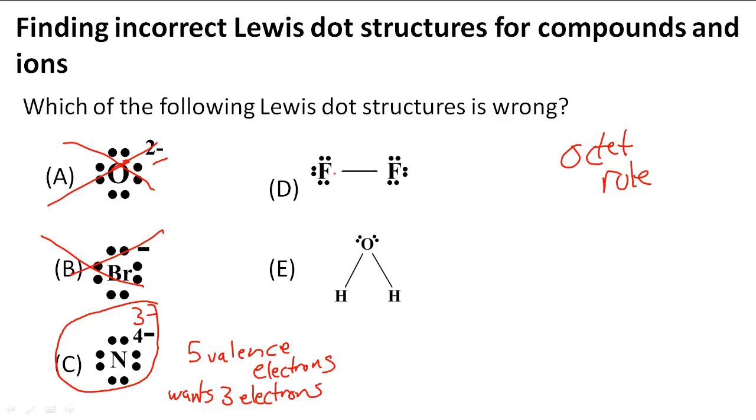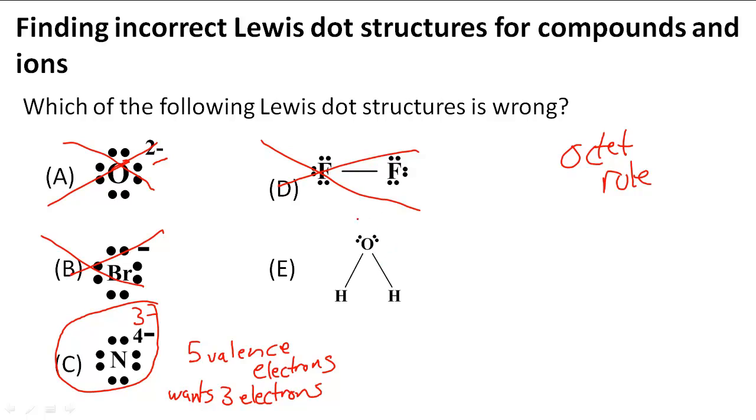D is F and F. Notice that the bond is showing here. This counts for 2, so 1, 2, 3, 4, 5, 6, 7, 8. So that obeys the octet rule. 1, 2, 3, 4, 5, 6, 7, 8, because this counts as 8. So this obeys the octet rule. So D is correct, and that's not one of the answers we're looking for.